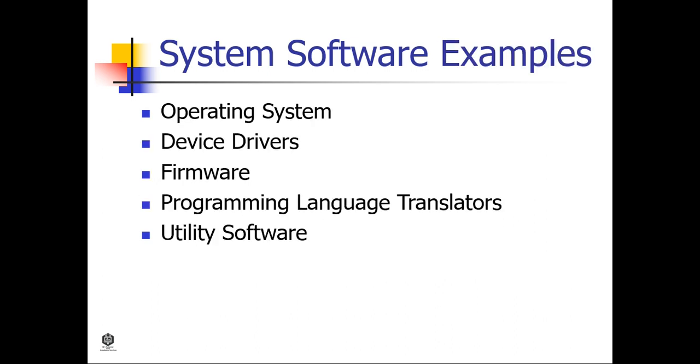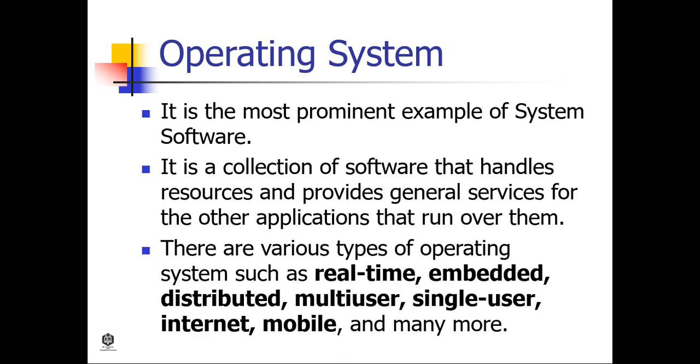Some common system software examples are operating system, device drivers, firmware, programming language translators, and utility software. First, the operating system. It is the most prominent example of system software.